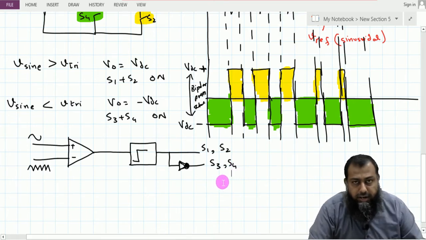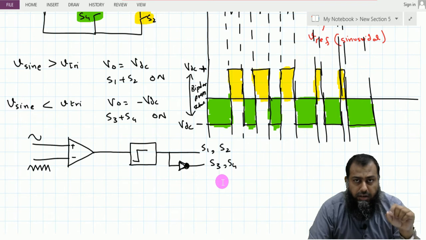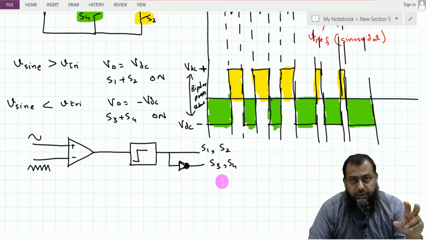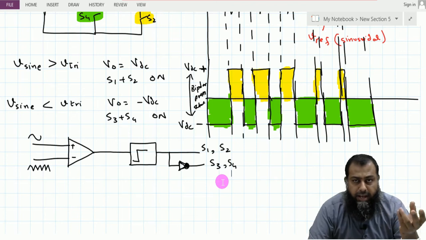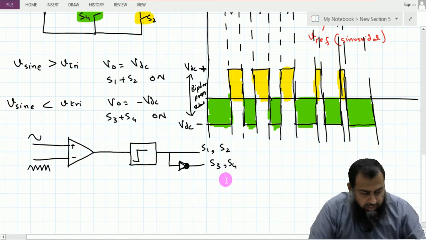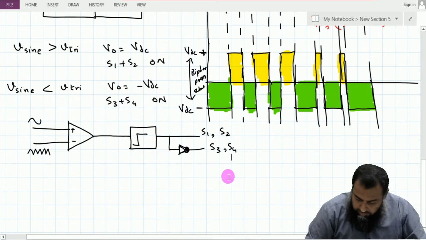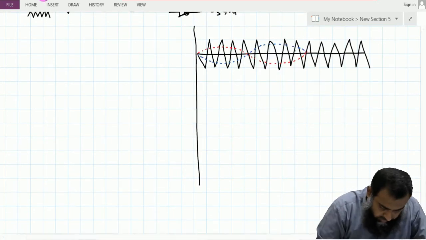Now, before we move ahead, let us move to the unipolar PWM scheme. The unipolar PWM scheme differs only in the switching scheme. It has the same H bridge, but it will yield an output voltage which toggles between 0 and plus VDC during the positive half cycle, and toggles between 0 and minus VDC during the negative half cycle. So let us see how it is possible. So this is the scheme here.